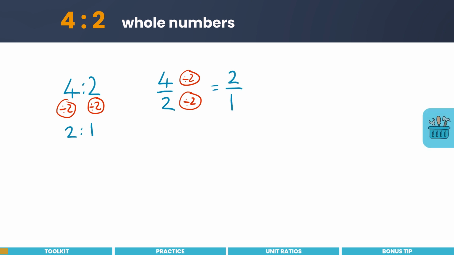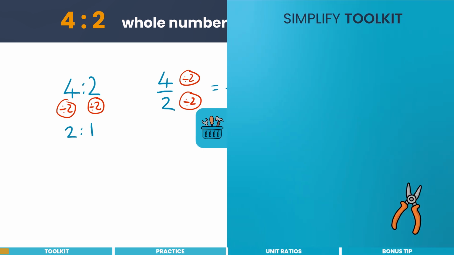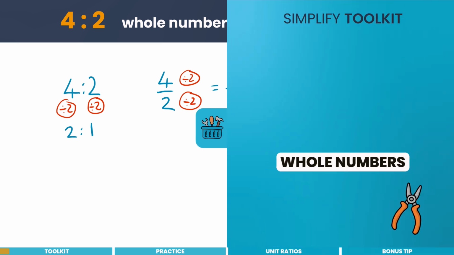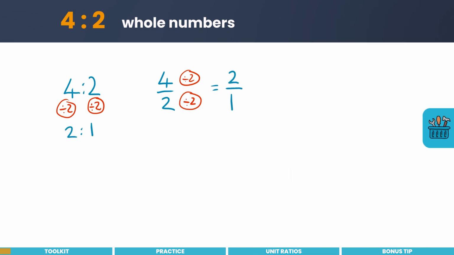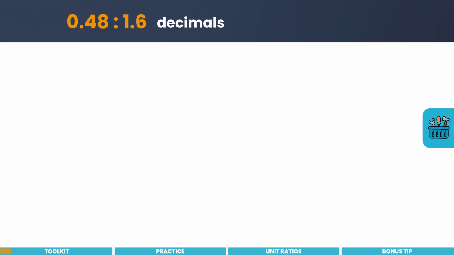So let's start building up our toolkit to achieve a simplified ratio. If we have whole numbers, we just need to reduce using common factors. Let's make things a little bit more complicated. What if we had decimals? Well, we know what to do if we have whole numbers, so why not try to convert these decimals to whole numbers and then follow our usual approach?